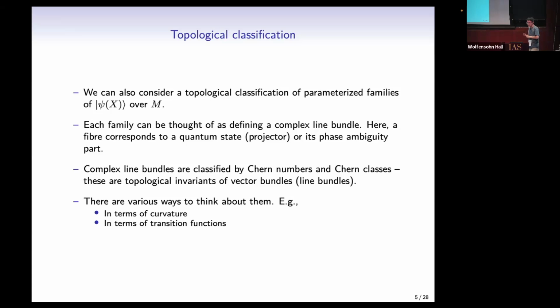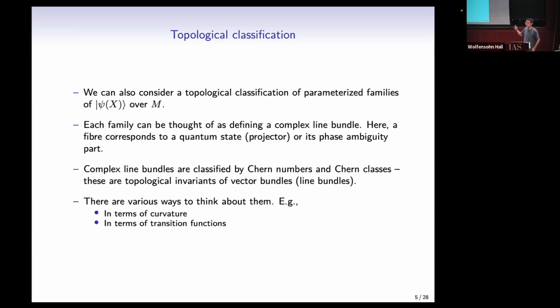So as it turns out, we can classify such families topologically, and the proper language to do this is the vector, maybe not a vector bundle, but line bundle or fiber bundles. Okay. So as we just saw, from the quantum state, we can define a gauge field, Berry gauge field, associated to this parameter space.